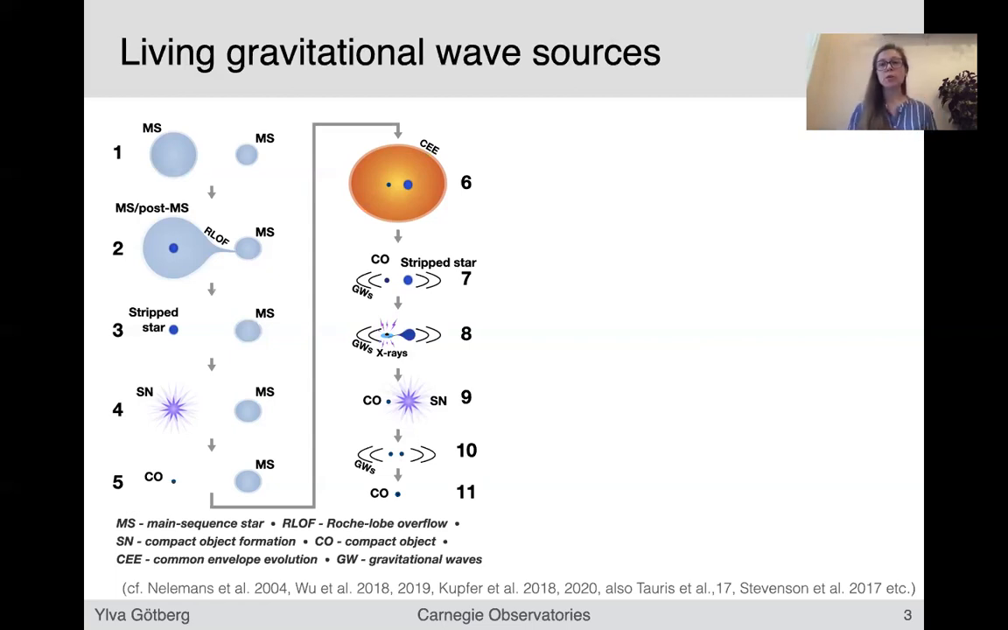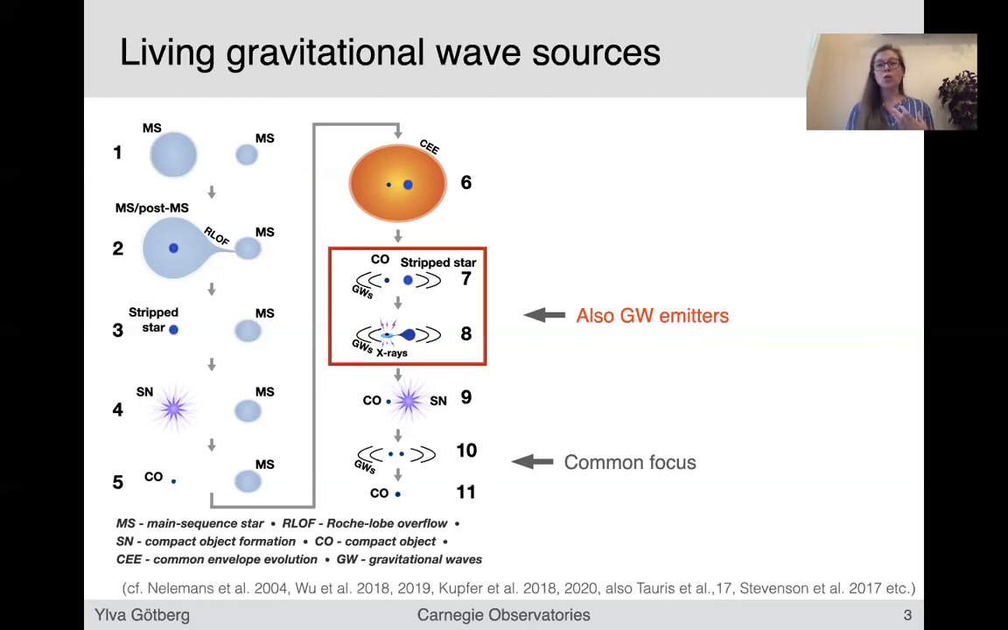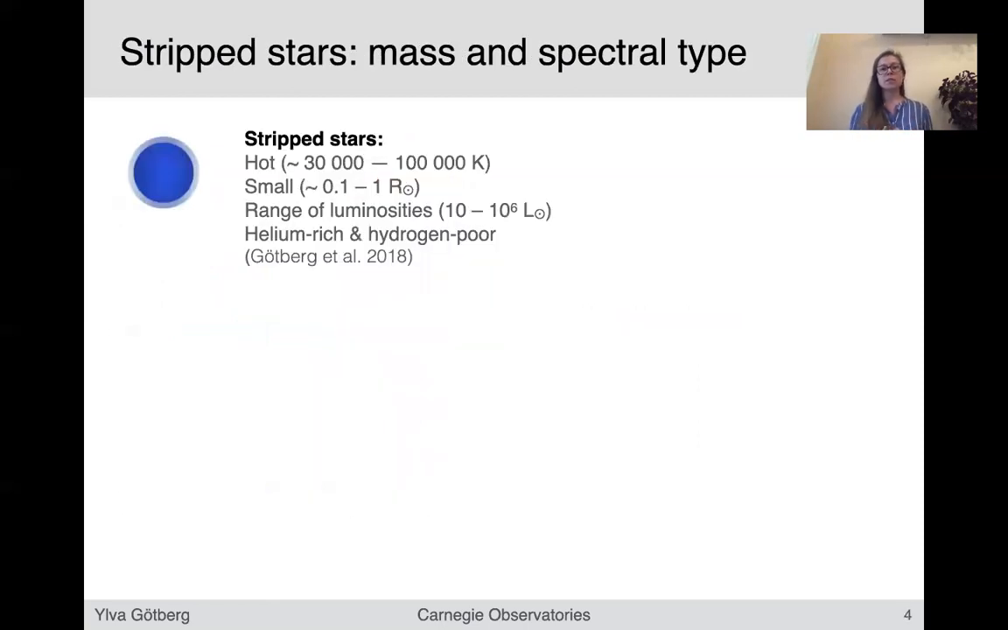Usually, when we talk about gravitational waves, there is a lot of focus on this double compact object phase. But today, I would like to focus on a different phase where there is gravitational wave emission, which is when we have this stripped star orbiting in a tight orbit with a compact object. So what are these stripped stars?